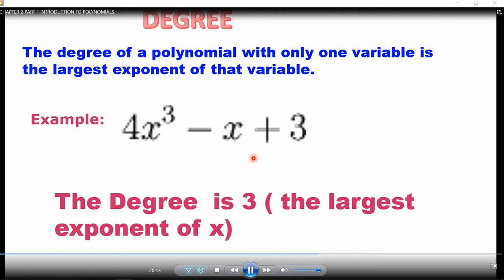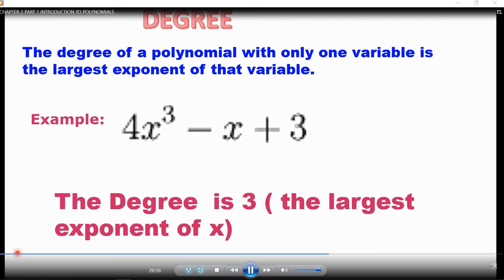Then you just compare the powers of all the terms. This is the first term, its power is 3. This is the second term, its power is 1. And the third term is a constant term, which means x power 0 is hidden over here, and we need not care about it because we already have the highest power 3. So the degree of a polynomial with one variable is the largest exponent of that variable. Which is the largest exponent? It is 3. And hence the degree is 3.